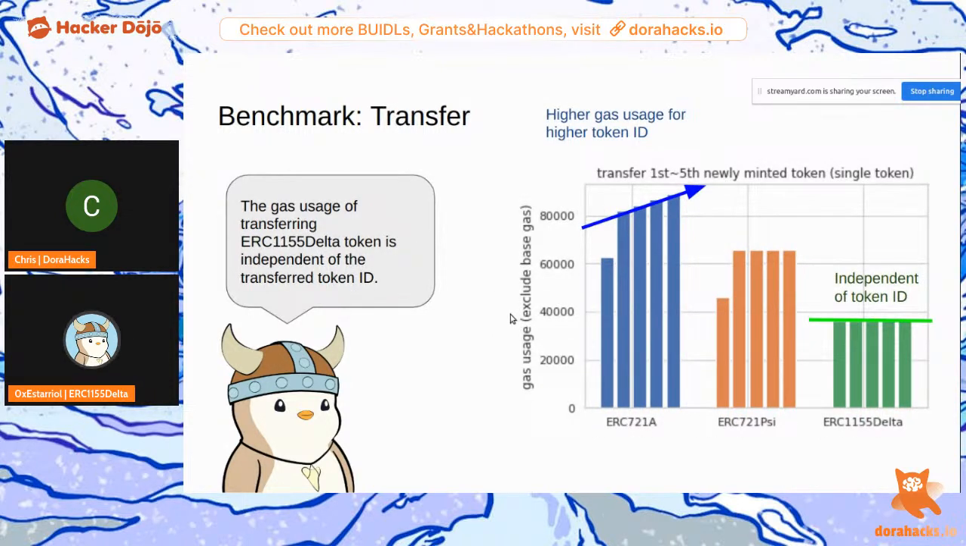As for the transfer, we can see the token in the later part of a minting batch uses more gas for ERC 721A, but for ERC 1155 Delta, it is always the same. In addition, Delta also offers a significant amount of gas saving compared to other implementations.